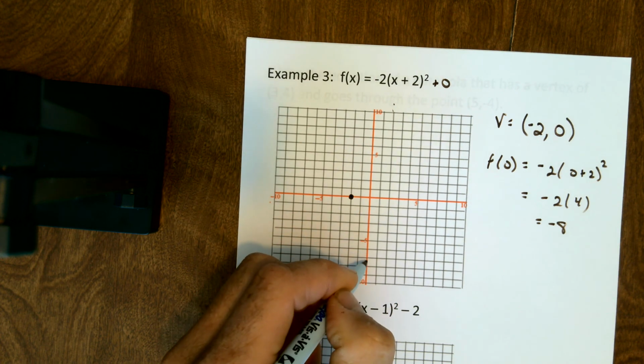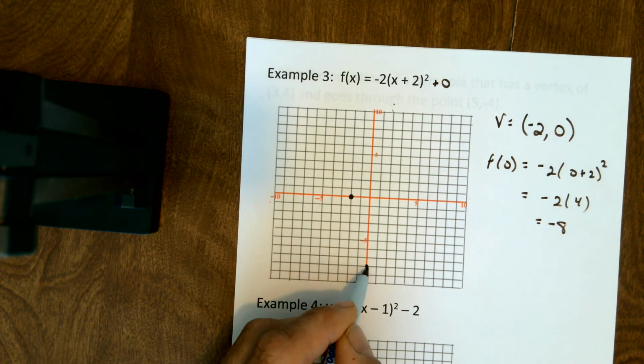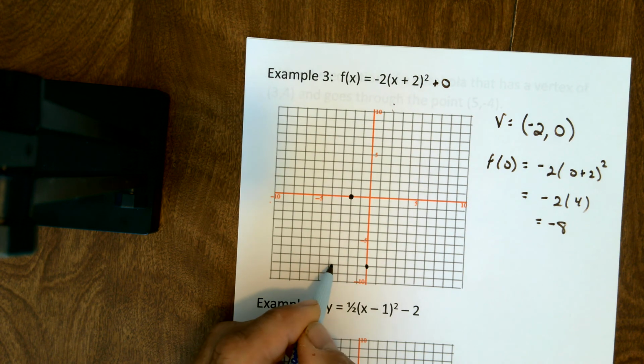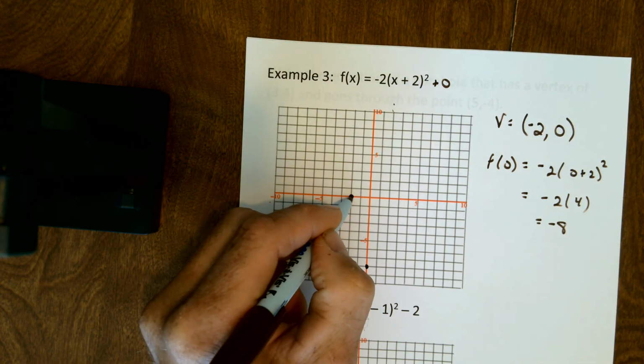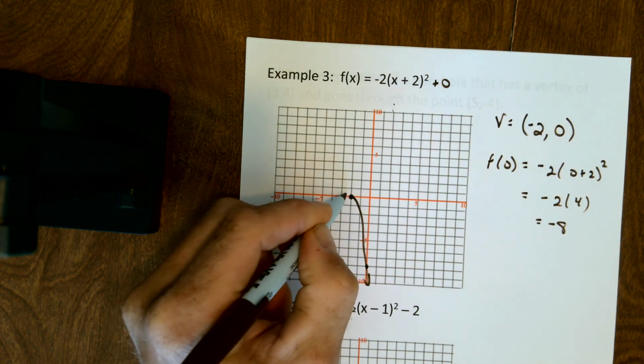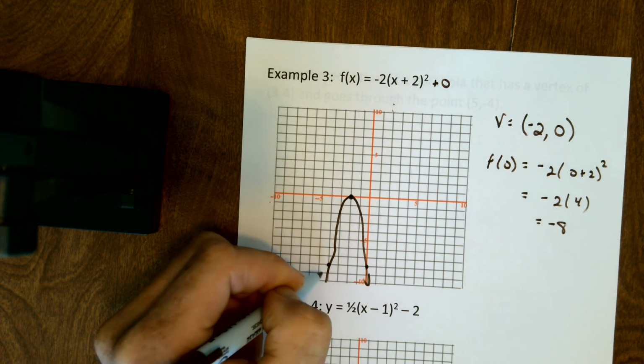So we have 5, 6, 7, 8. We have that point there. Here we're 2 away from the vertex, or from the axis of symmetry. So we're going to be 2 away on the other side of my axis of symmetry. So drawing in my graph, there would be a nice graph.